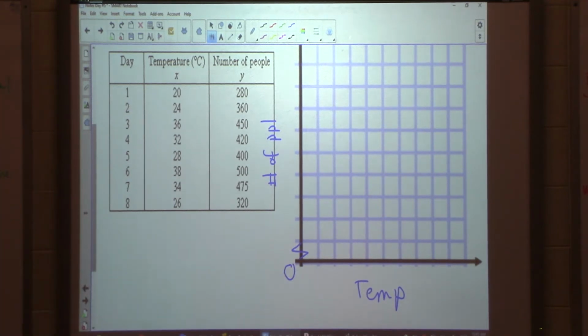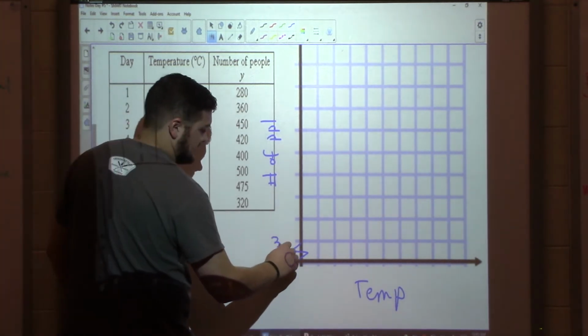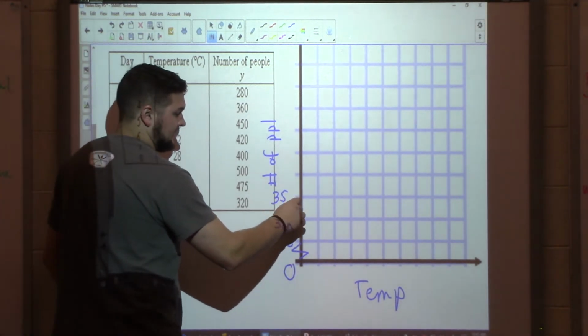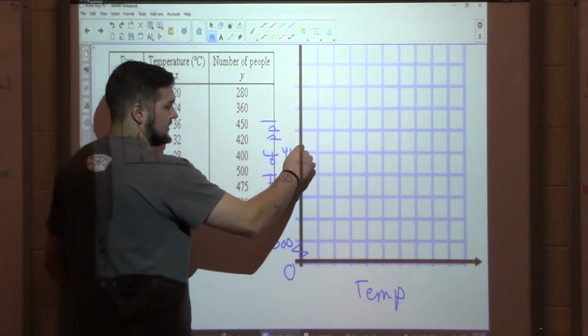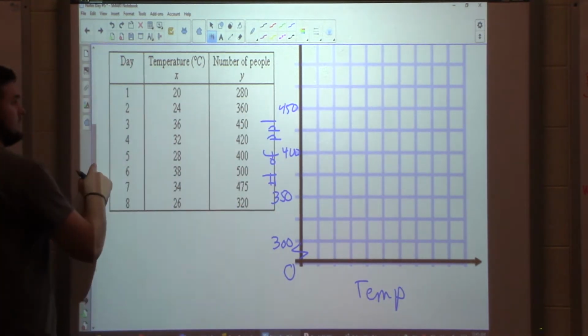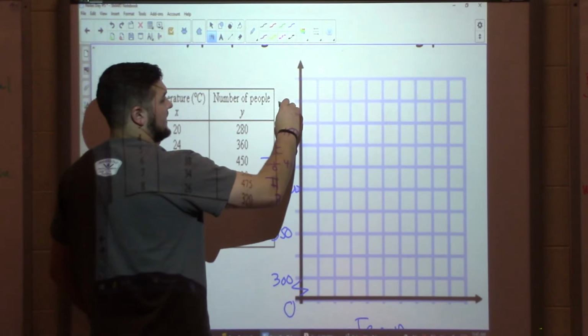So I'm going to start at, let's say, 300. Then I'm going to skip one and go to 350. Go up by 50s. Skip one, 400. Skip one, 450. Skip one, 500.